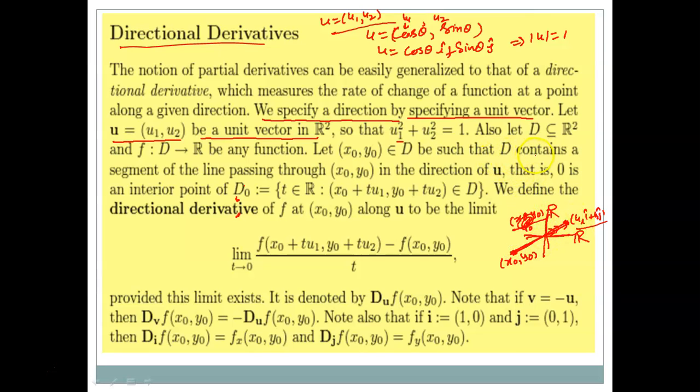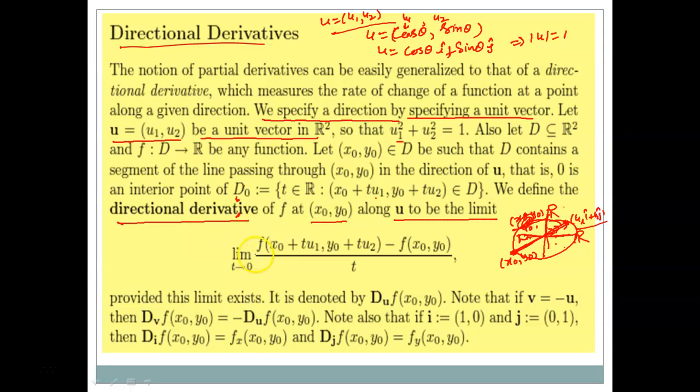So here we can say that the point lies inside this region D, which is any subset of R square. Any segment in this will be given by this factor, and any point here will be given by x0 plus tu1, y0 plus tu2, that belongs to D. We define the directional derivative of f at this point along u as follows.